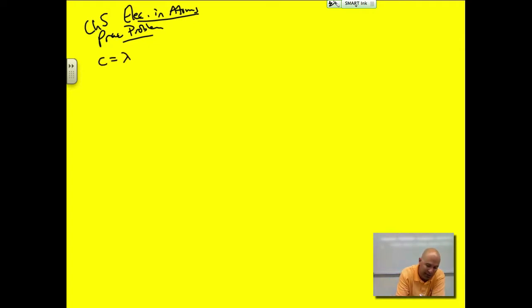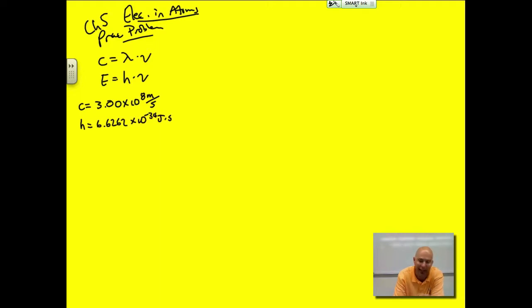The speed of light is the wavelength times the frequency. Of course, Planck's is h times the frequency. In both of these, we should be aware of what the constants are. 3.00 times 10 to the 8th meters per second is the speed of light, and h is 6.6262 times 10 to the negative 34th joule seconds. Constants that we do need to remember.